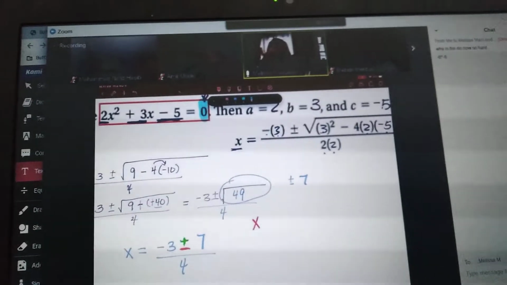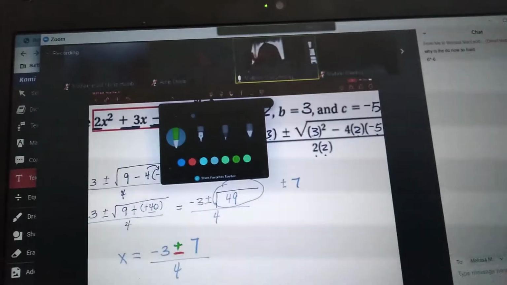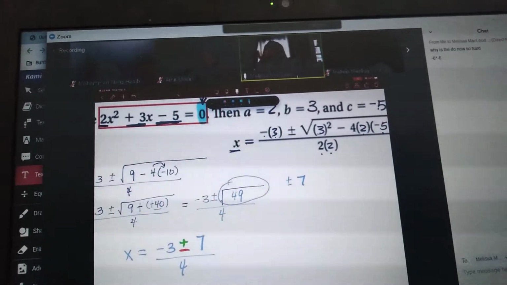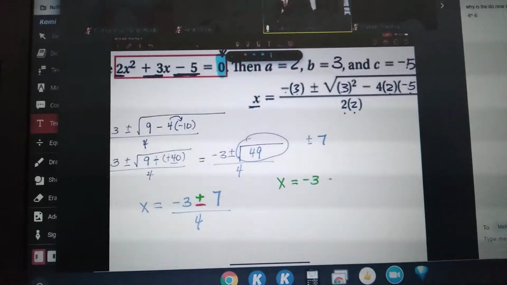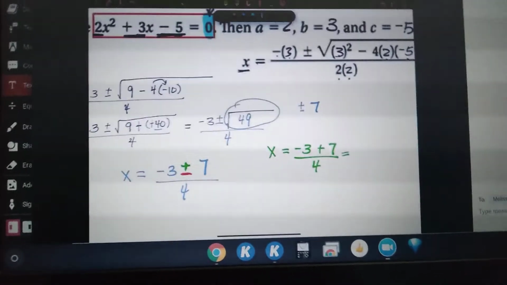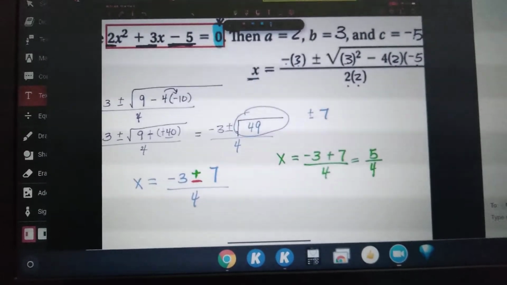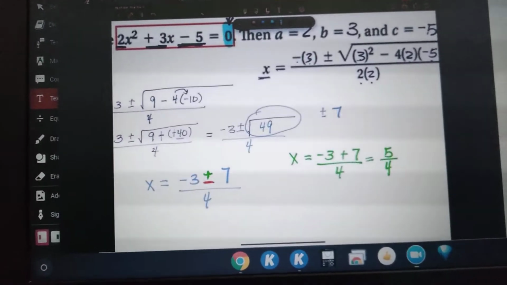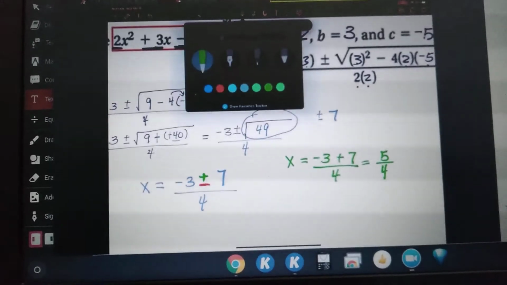So x, let me do it in green. The green means I'm adding. So x equals negative 3 plus 7 all over 4. Well, negative 3 plus 7 is 5, all over 4. So there's one answer. That's my adding. Everyone capisce? Good. And let's do the other one.